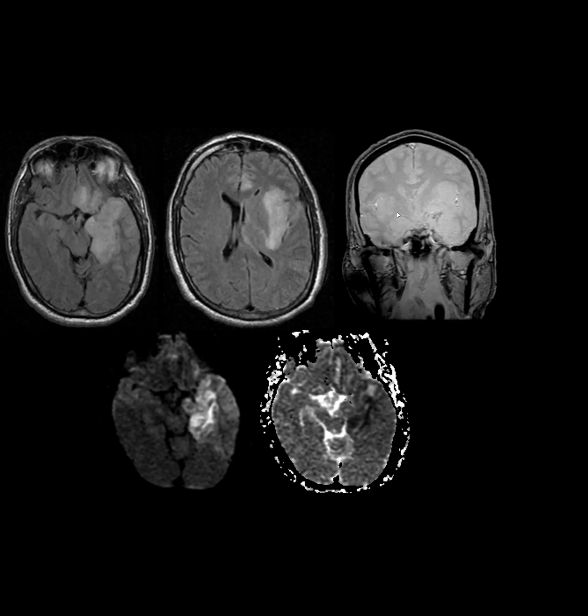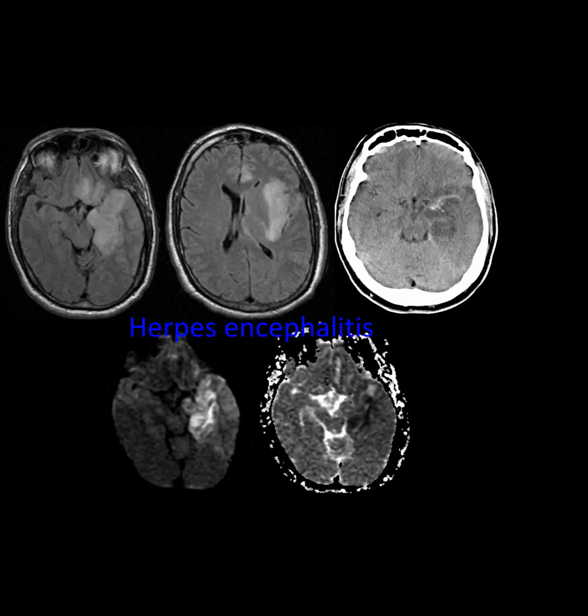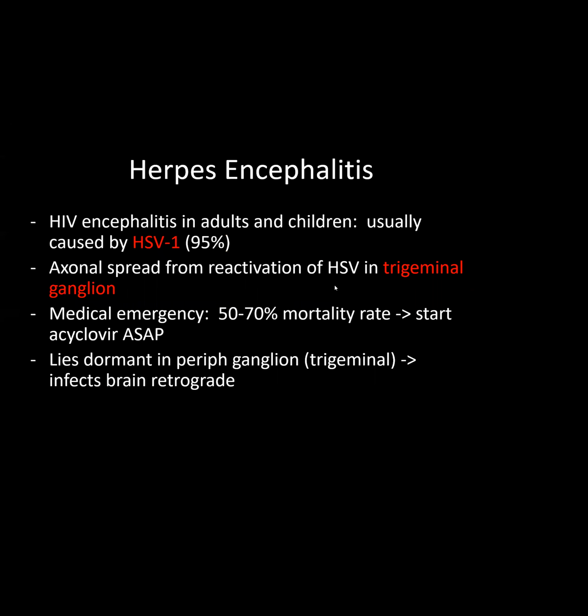So this is a classic example of herpes encephalitis involving the temporal lobe, the basal frontal lobe, and the insula without involving the basal ganglia, with a little bit of hemorrhage. Some background: you guys definitely know more of the clinical side than I do. Herpes encephalitis is most commonly caused by HSV1, from reactivation of the HSV within the trigeminal ganglion.